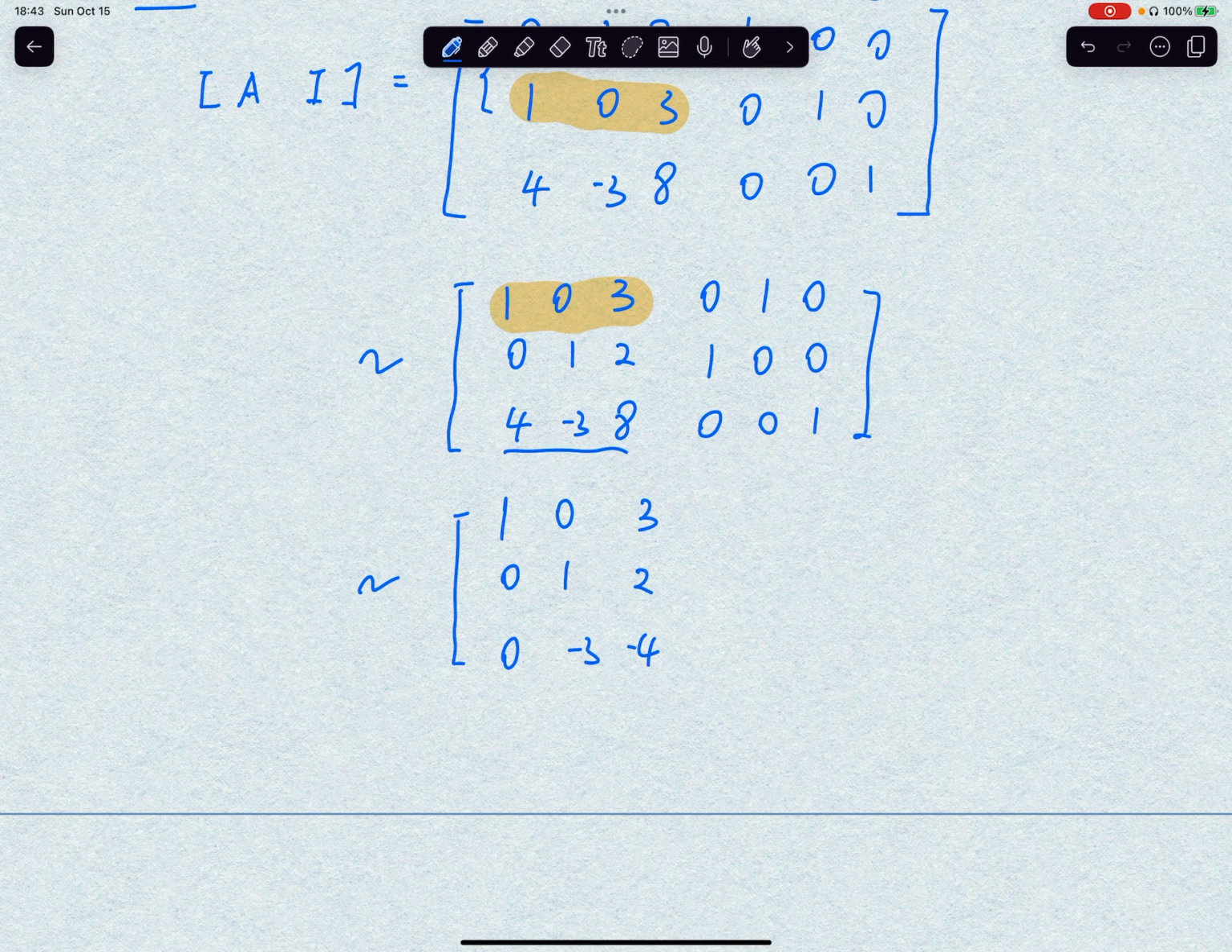And we have to do the same for the right-hand side, where the first two rows remain unchanged. In the last row, we have 0 minus 0, -4 and 0 plus 2, 0, 0, 1. So that is a 0, -4, and 1.